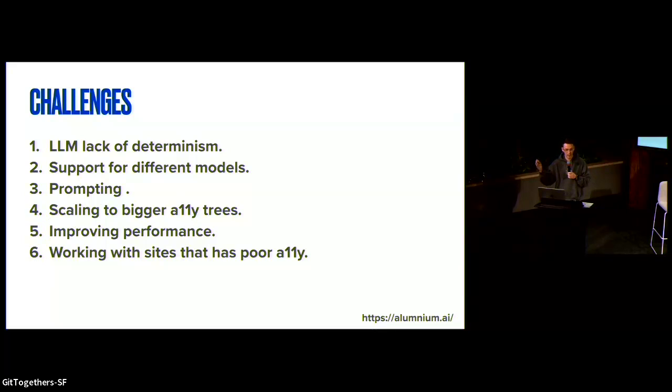Taking that and scaling it to support all these different models, Gemini, Claude, is challenging in itself, because things that work very fine for OpenAI don't really work for Anthropic. What kind of prompt? How do you structure that? It's all very different.